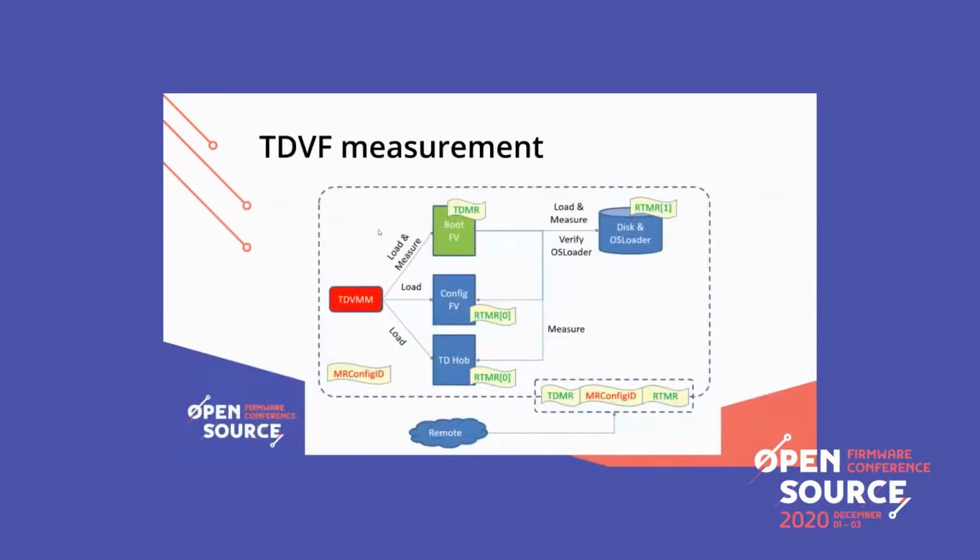Below, this figure shows the TDVF measurement in summary. The TD enlightened VMM loads the measured TDVF boot FV into the TDMR. Then the TDVF measures the config FV and the TD HOB into RTMR 0. Then the TDVF measures the OS loader and the disk partition to RTMR 1. If a remote entity wants to attest the TD, the report includes the TDMR and 4 RTMR information.